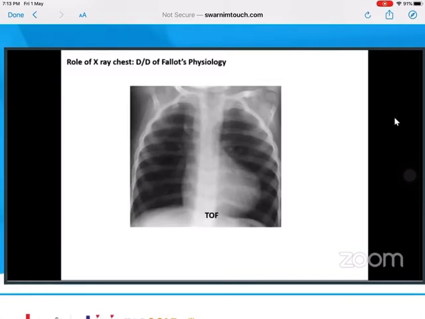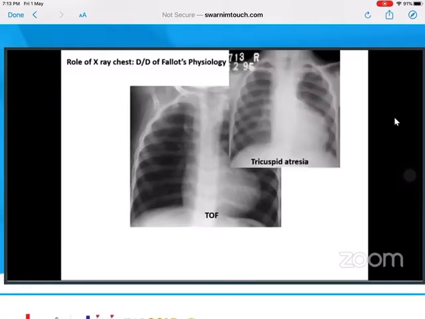Therefore, if they are there, they are helpful. But if they are not, I think you should not disregard the diagnosis. So this is a typical X-ray of tricuspid atresia, where you have an LV apex and an RA cutoff sign because of juxtaposition of the RA appendages.